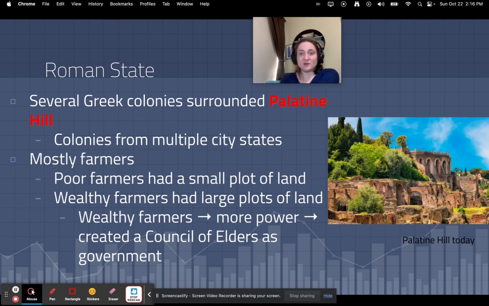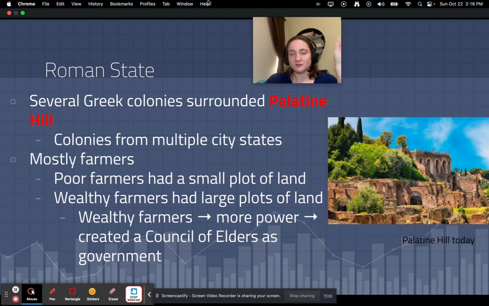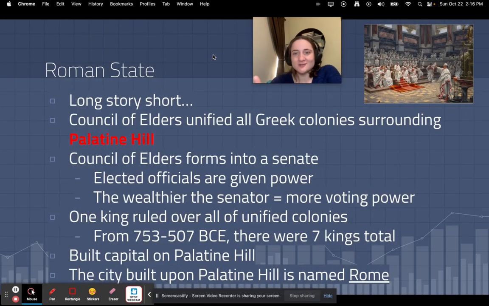Most of the people who colonized this area around Palatine Hill were farmers, and there was a lot of power struggle between the farmers. Poor farmers would just have small little plots of land that they would farm, whereas wealthy farmers, as you can imagine, had huge, vast plots of land. Because the wealthy farmers had more power because they ruled more land, they got into politics and created something called the Council of Elders as their government. So they're shifting away from being ruled by Greek city states to making their own government. Long story short, we could spend an hour talking about this, but we won't. The Council of Elders unified all Greek colonies surrounding Palatine Hill, and the Council of Elders formed into something known as the Senate.